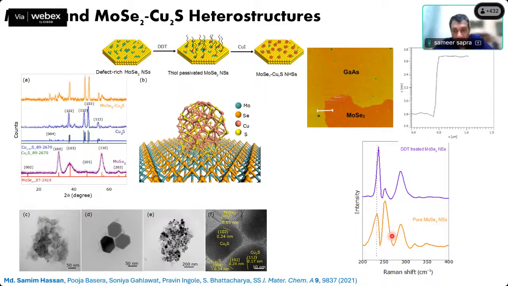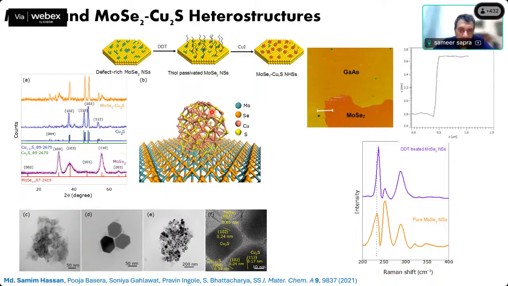If you look at the Raman spectrum of pure molybdenum selenide, this is the A1g peak, this is the E2g peak, and in between, what you see is the peak because of defects. If you do not have defects, you don't see this peak. In fact, when you passivate the defects with DDT, this peak also diminishes. You can see these are typically one monolayer, all of these. So it's deposited on gallium arsenide and then an AFM has been conducted. So 0.65 nanometers is typically one monolayer. So this is almost the same.